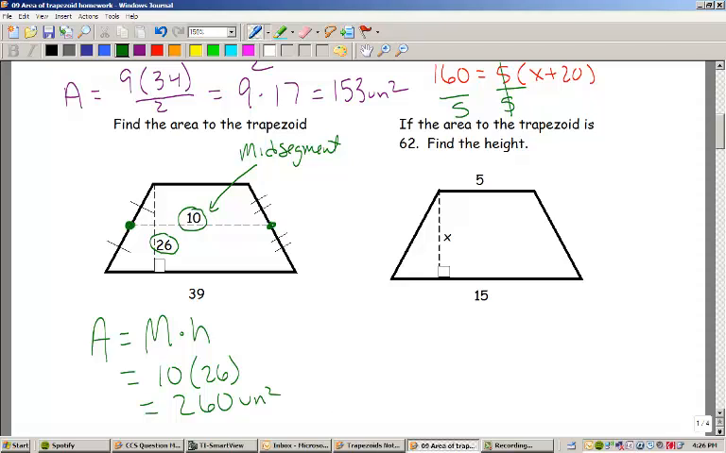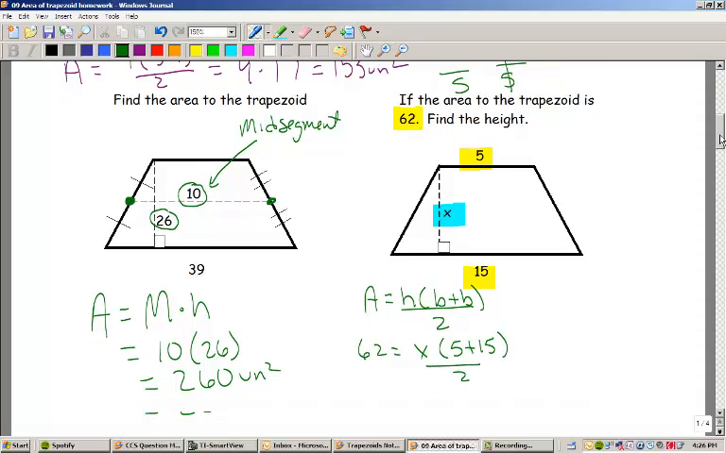Next one is find the area. If the area of the trapezoid is 62, find the height. Information given to me, bottom base, top base, area. What do we need to find? The height. So again, let's start with the formula. A is equal to H, B plus B, all over 2. Plug in what we know. We know the area is 62. The height is X. Top base is 5. Bottom base is 15, all over 2.